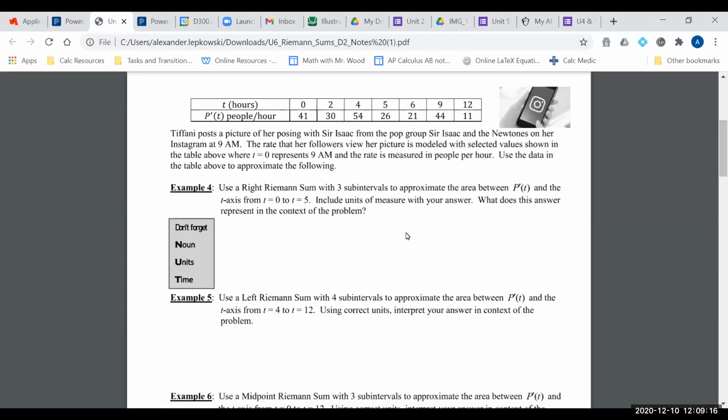So our buddy Tiffany here, we have a function p prime of t, that's in the table, t is in hours, and we're going to do a little bit of work here with Riemann sums.